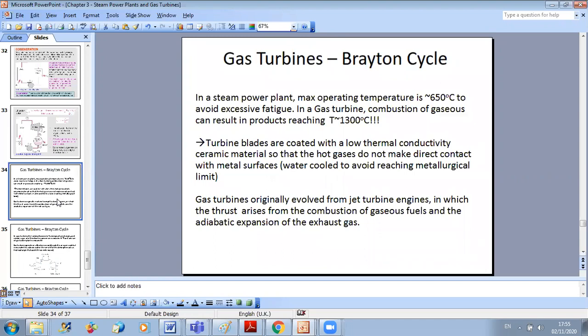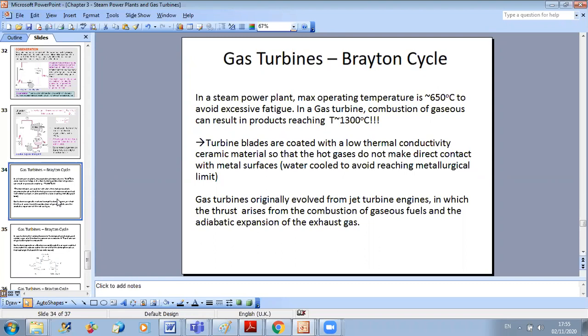Now, we have talked about steam power plants. And we said that we have some limitations in steam power plants because first, we don't want to reach very high temperatures because of the materials used. And second, we don't want water droplets at the exit of the turbine, so we should take into consideration the state at the exit of the turbine.